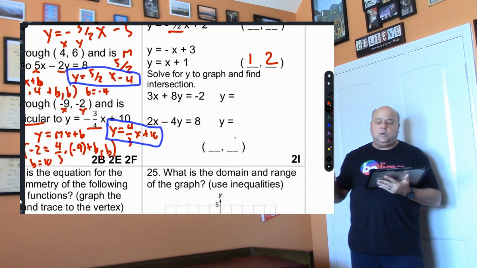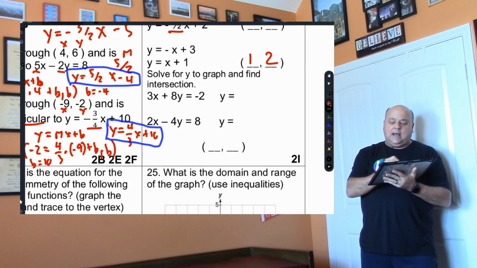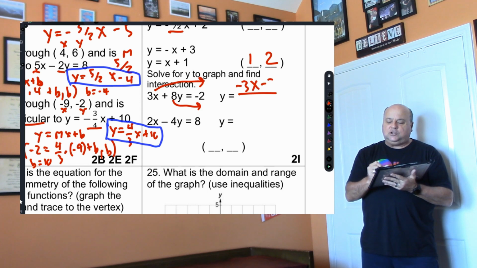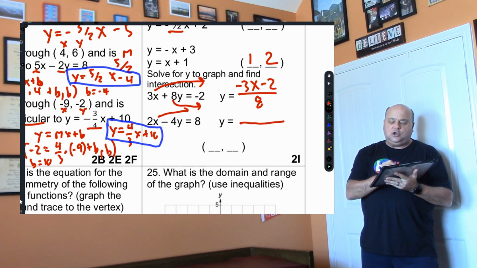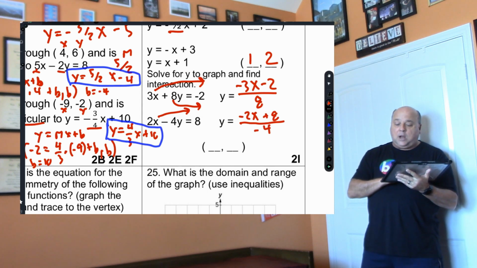Let's go to the next one. Remember on this one, they're both in standard form. We got to solve it for y. So the x flips and the y goes on the bottom. So I'm going to have the opposite of 3x, which is minus 3x. The minus 2 stays on top. The 8 goes on the bottom. That's what I'm going to graph. Let's do this one. The 2x flips. The plus 8 stays on the top. And the negative 4 goes on the bottom. So these are the two problems I'm going to graph.